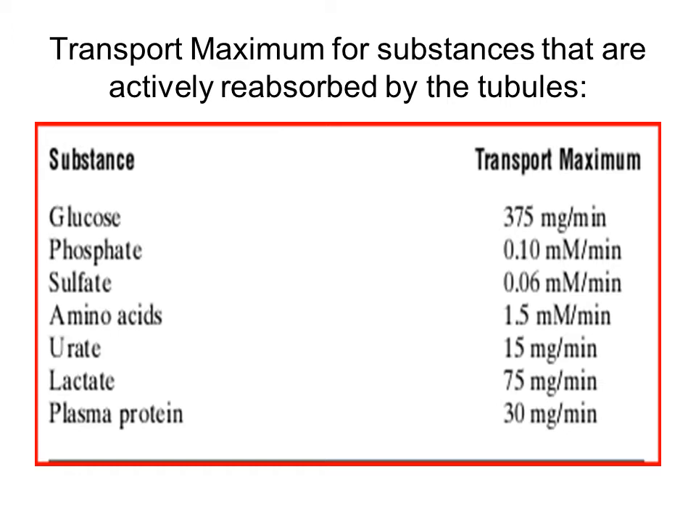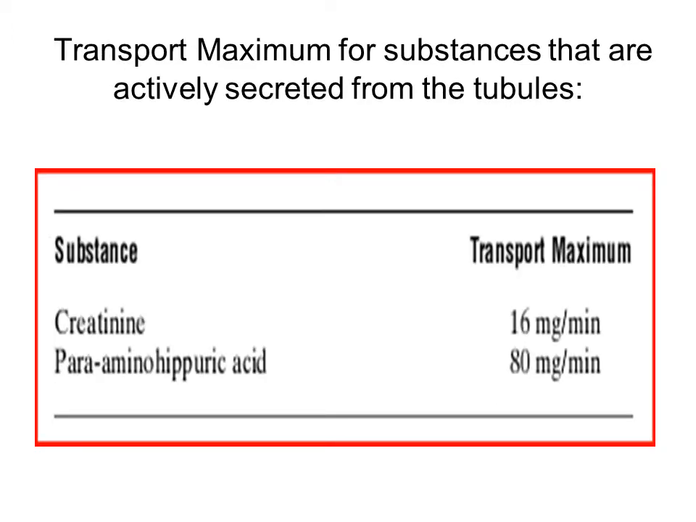In the previous lecture, we did various mechanisms of tubular reabsorption, including the active and the passive mechanisms. Today we shall be doing transport maximum for substances that are actively reabsorbed by the tubules. You can see the various substances that are actively reabsorbed by the tubules, and these substances show a transport maximum. In this slide, you can see the transport maximum for substances that are actively secreted by the tubules.